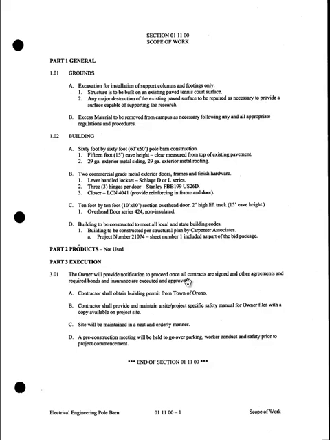The owner will provide notification to proceed once all contracts are signed and other agreements and requirements and bonds and insurance are executed and approved. Contractors shall obtain building permit from the town of Orono, shall provide and maintain a site project specific safety manual for owner files with a copy available at the project site. Site will be maintained in a neat and orderly manner. A pre-construction meeting will be held to go over parking, worker conduct, and safety prior to the project commencement.